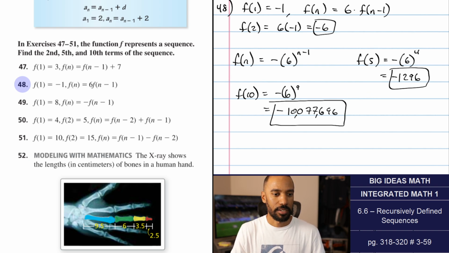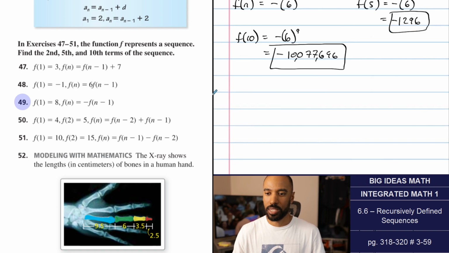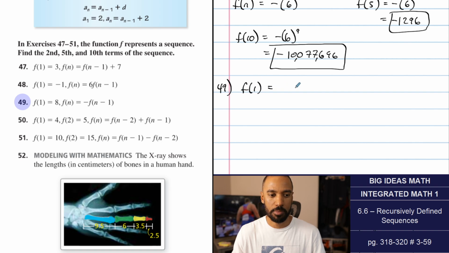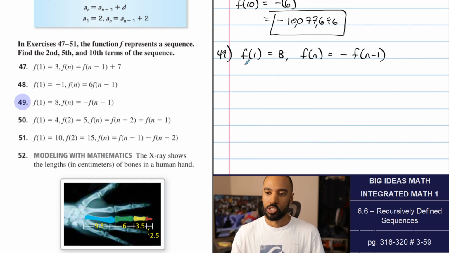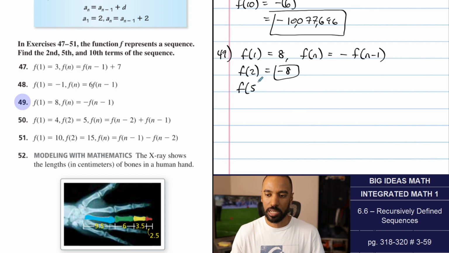All right, number 49. 49 will look a little tricky here, but I promise you it's probably going to be one of the easier versions of the answers. The first term is 8. And then you take the previous term, and you're taking the opposite of the previous term, right? Basically multiply by -1. So f of 2 will be the opposite of 8, which is -8. Simple enough.